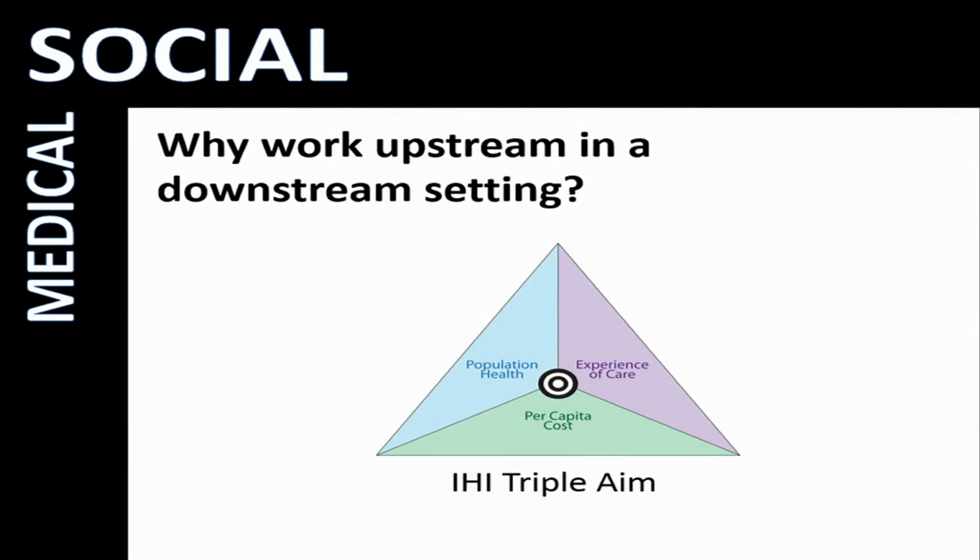So let's start with the rationale for this work. Why should we work on upstream issues in the context of a traditionally very downstream discipline? Here I draw a lot on Don Berwick's model from the Institute for Healthcare Improvement. I think this model is actually very applicable for understanding why the integration of social and medical care delivery is so important.